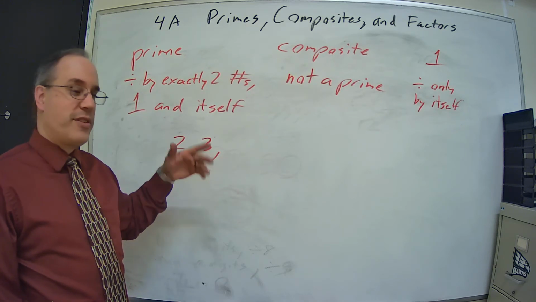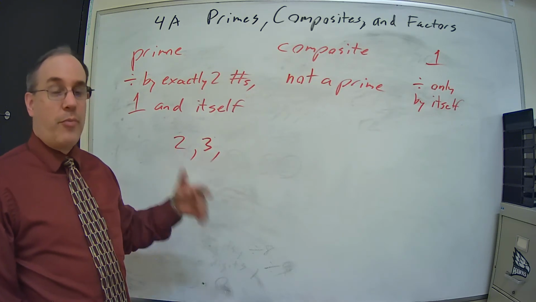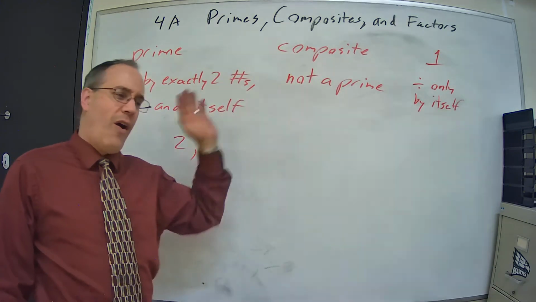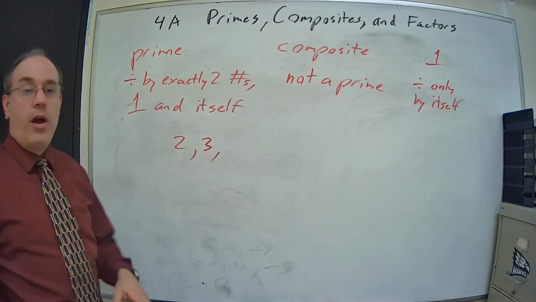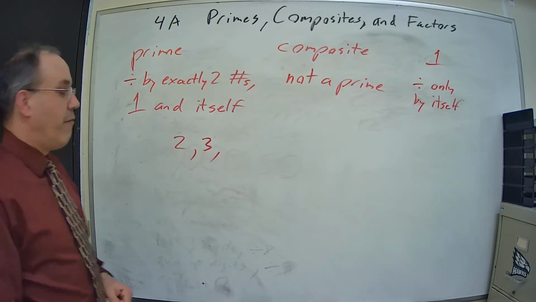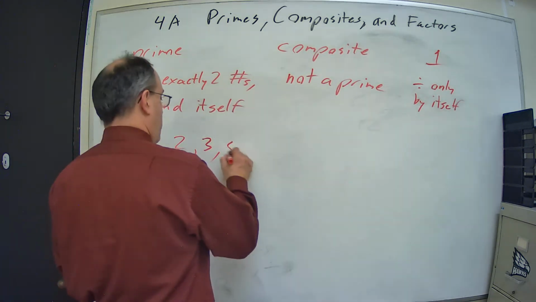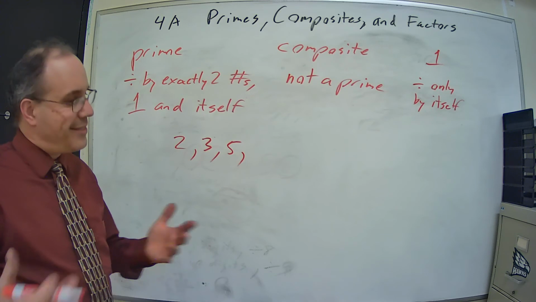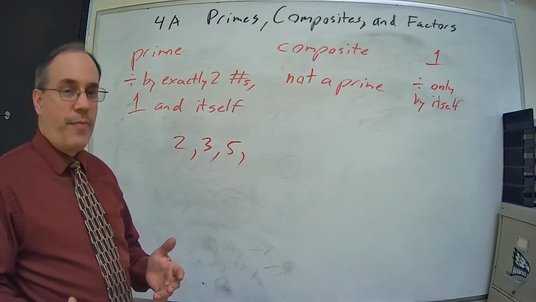Any even number is divisible by 1. Any even number is divisible by itself. So 4, 6, 8, 10, 12, etc. All even numbers other than 2 are composite numbers. So they're not a prime. 5. 5 is only divisible by 1 and 5. 6 is an even number, so it's not a prime number.